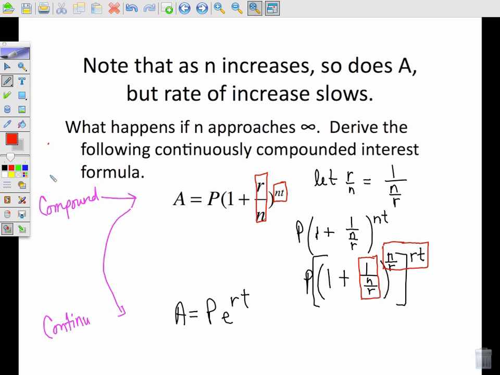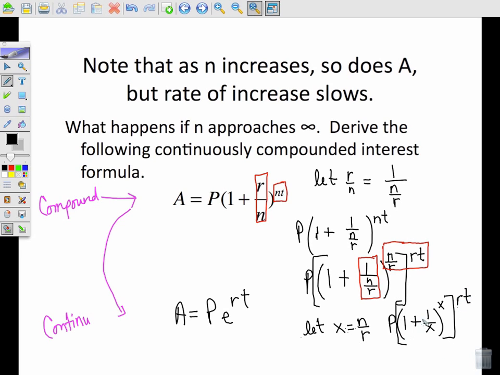And now let's look at what we can do with this. Next thing that I would like to do is I would like to say then let x equal N over R. Well, if that's the case, if x is equal to N over R, then I can take this expression right here and write it as P, which is my principal, times 1 plus 1 over x raised to the x, and then raised to the RT.